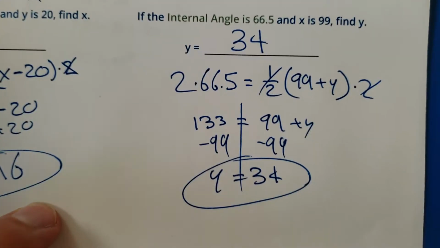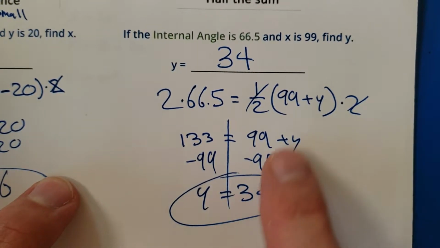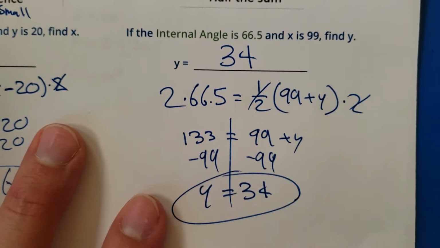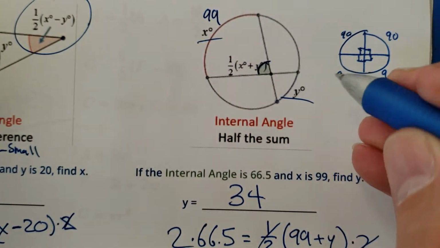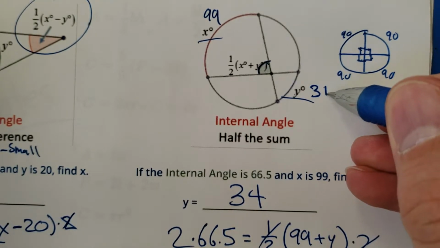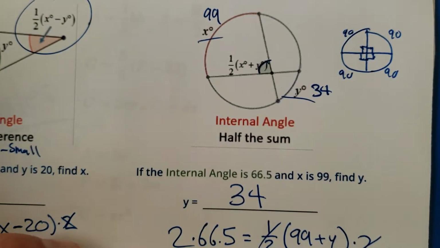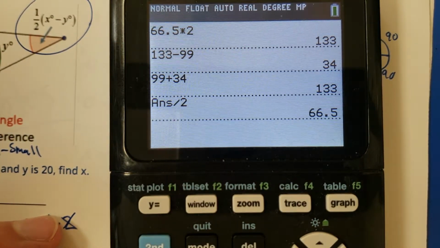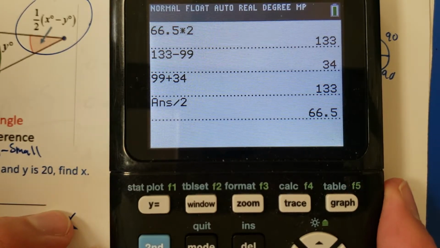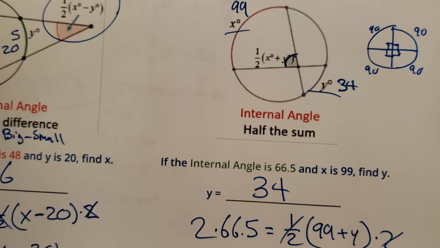I should probably put my answers in the blanks like a good student. Let's double check really quick. Let's see if 34 and 99 actually average to 66.5. 99 plus 34, divided by 2. Got him. 66.5. So there you go, students.